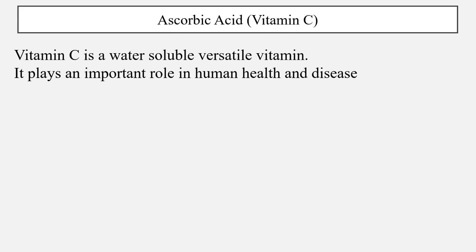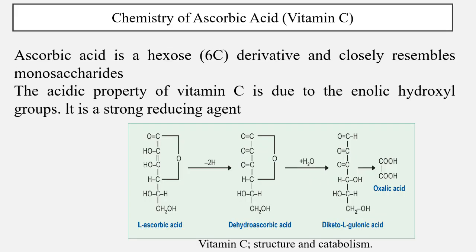It is a water soluble vitamin and also plays an important role in human health and disease. Coming to the chemistry of vitamin C, also called ascorbic acid, it is a derivative closely related to the monosaccharides. You can see the similarity between ascorbic acid and monosaccharides. L-ascorbic acid is oxidized to dehydroascorbic acid, hydrated to diketo-L-gulonic acid, and excreted as oxalic acid in urine.